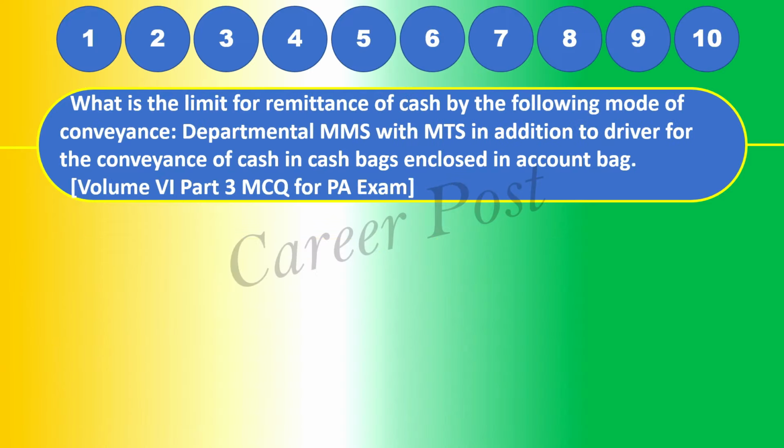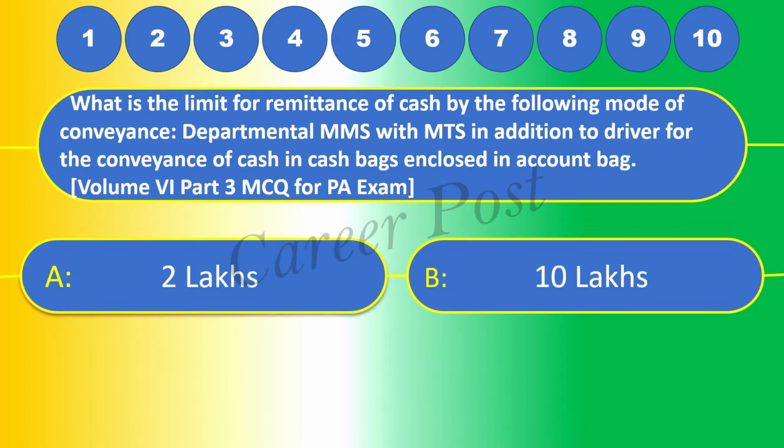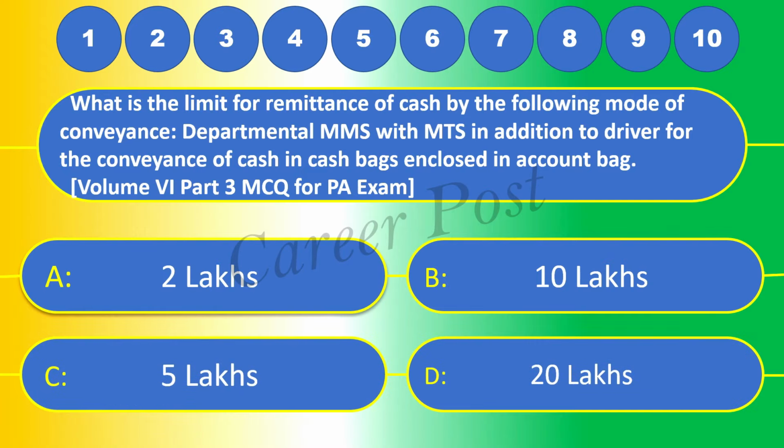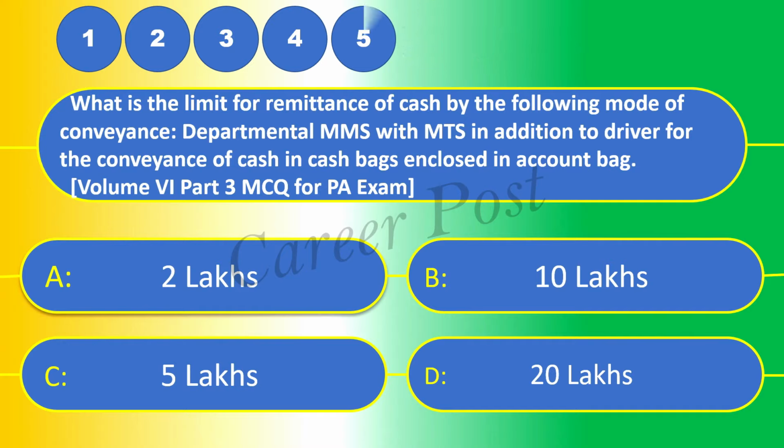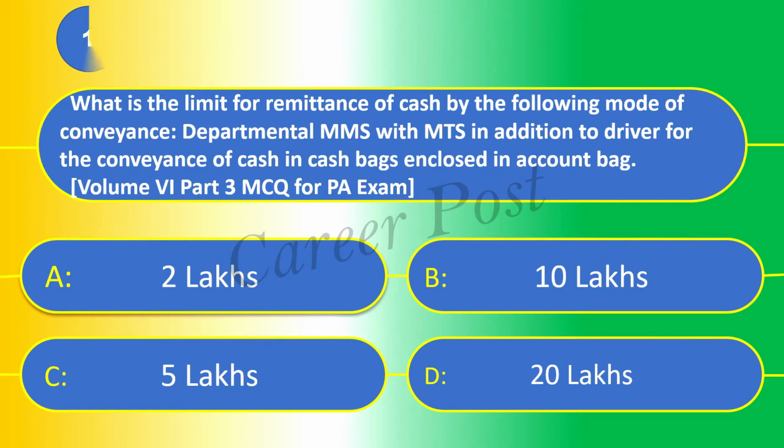Similarly this also. What is the limit for remittance of cash by following mode of conveyance? Departmental MMS with MTS in addition to driver for conveyance of cash in cash bags enclosed in the account bag. A 2 lakhs, B 10 lakhs, C 5 lakhs, D 20 lakhs. Your time starts now. Here it is not hired MMS, it is departmental MMS and driver is there, MTS is there, it is enclosed in the account bag. The answer is 20 lakhs. So departmental MMS means you can take up to 20 lakhs.